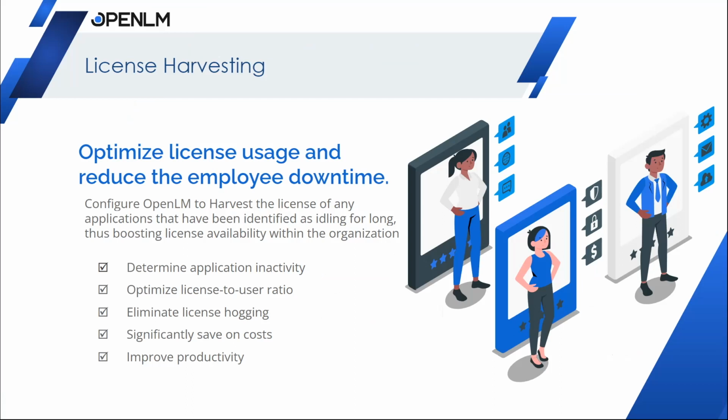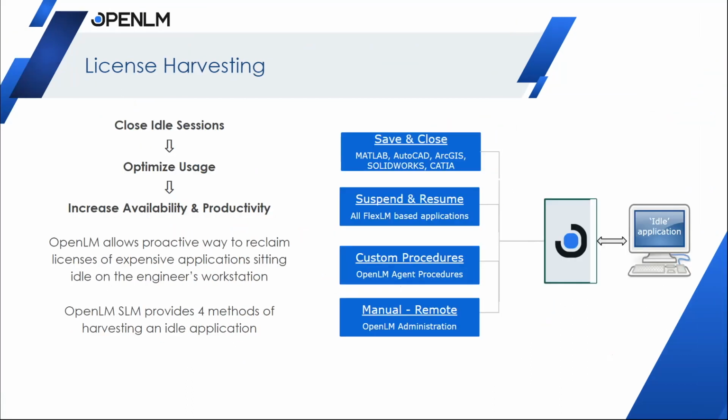License harvesting can help to improve productivity, optimize the license to user ratio, eliminate high license hogging, and eventually save on costs. License harvesting is a proactive way to reclaim licenses of expensive applications sitting idle on the workstation. The basic license harvesting method OpenLM implemented involves two actions: identifying the idle application sessions and safely releasing the license in order to improve the license utilization.